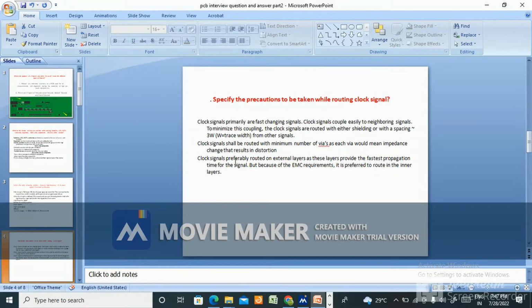in distortion. And clock signals are preferably routed on external layers, as these layers provide the fastest propagation time for signals, but because of the EMC requirement it is preferred to route in the inner layers. Okay.